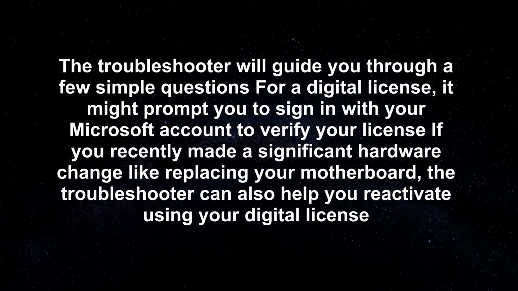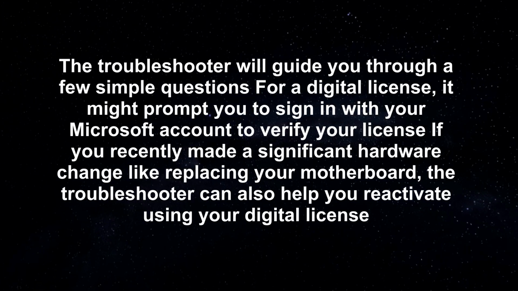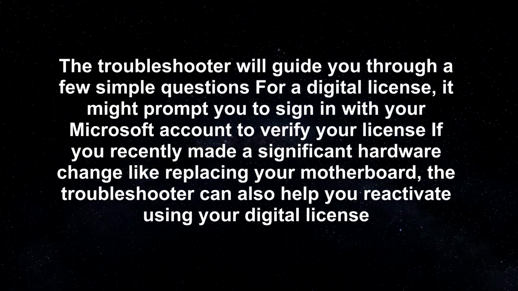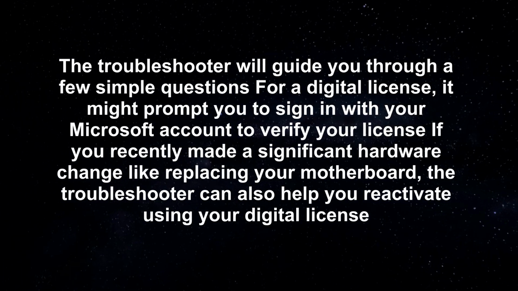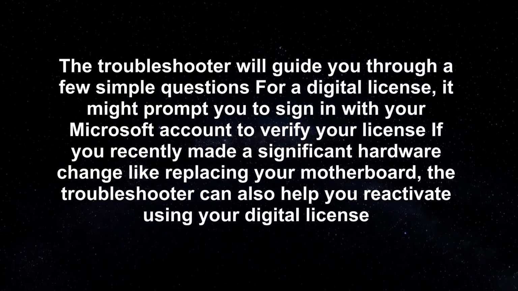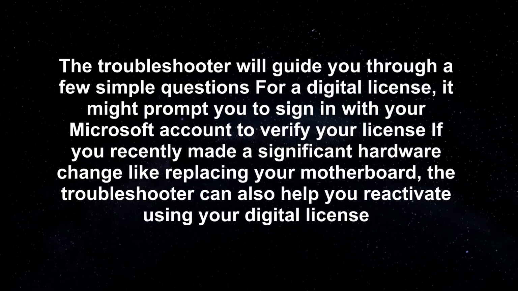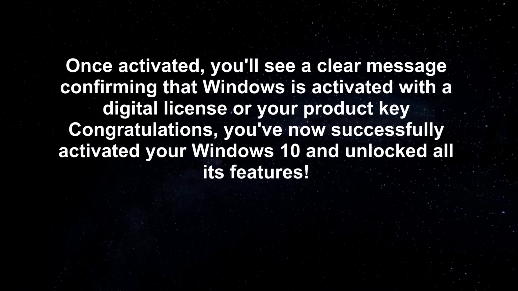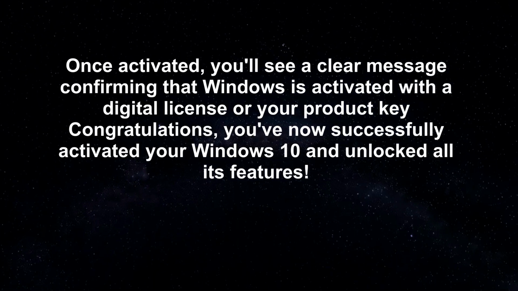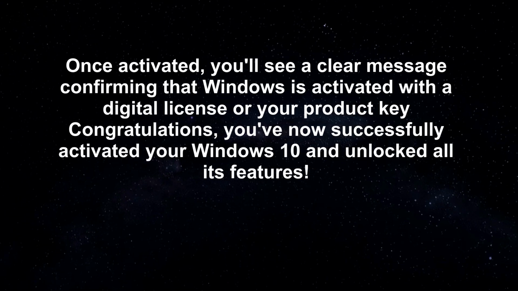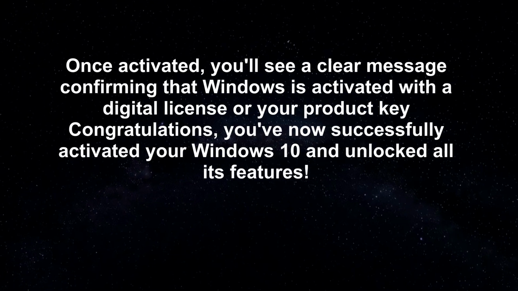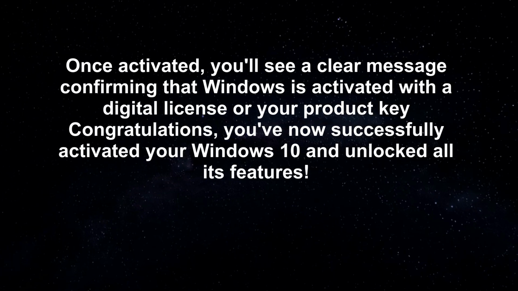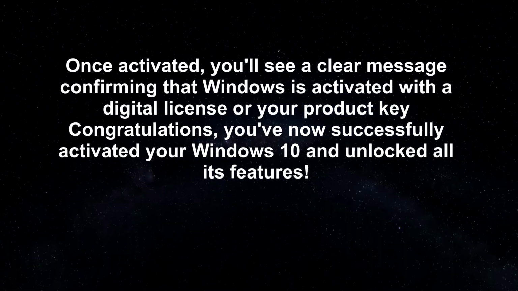It might prompt you to sign in with your Microsoft account to verify your license if you recently made a significant hardware change, like replacing your motherboard. The Troubleshooter can also help you reactivate using your digital license. Once activated, you'll see a clear message confirming that Windows is activated with a digital license or your product key. Congratulations! You've now successfully activated your Windows 10 and unlocked all its features.